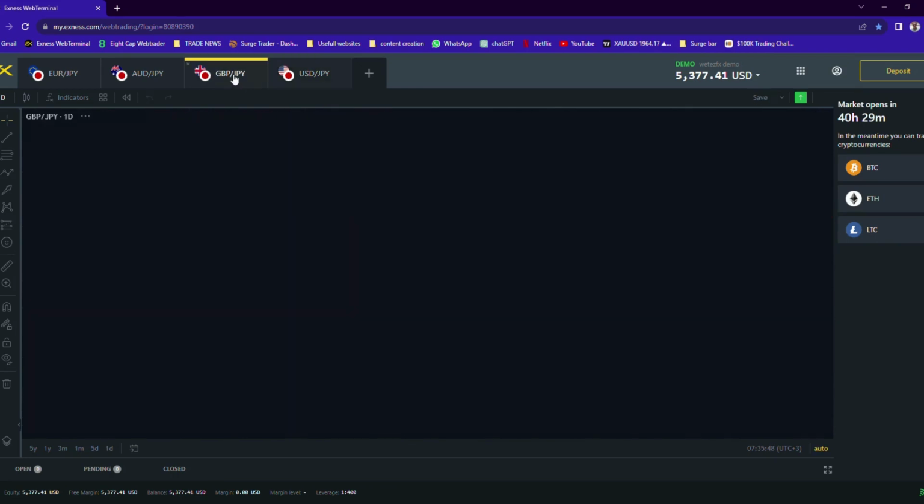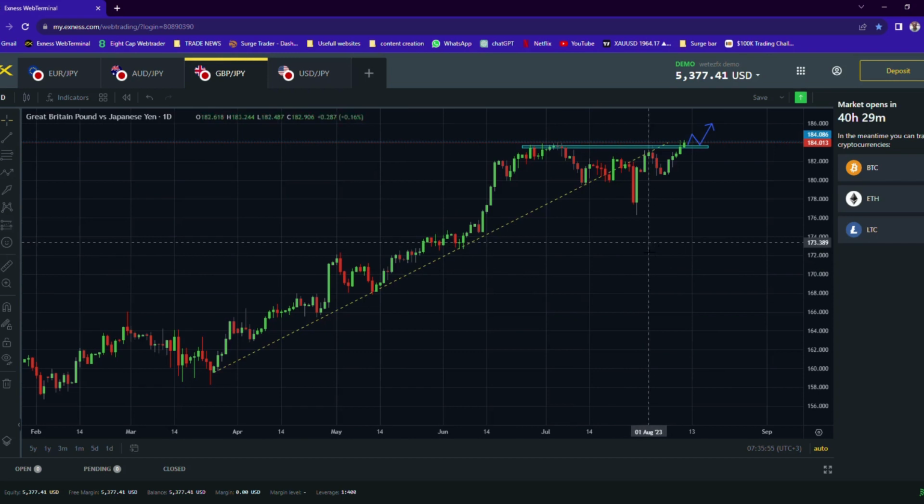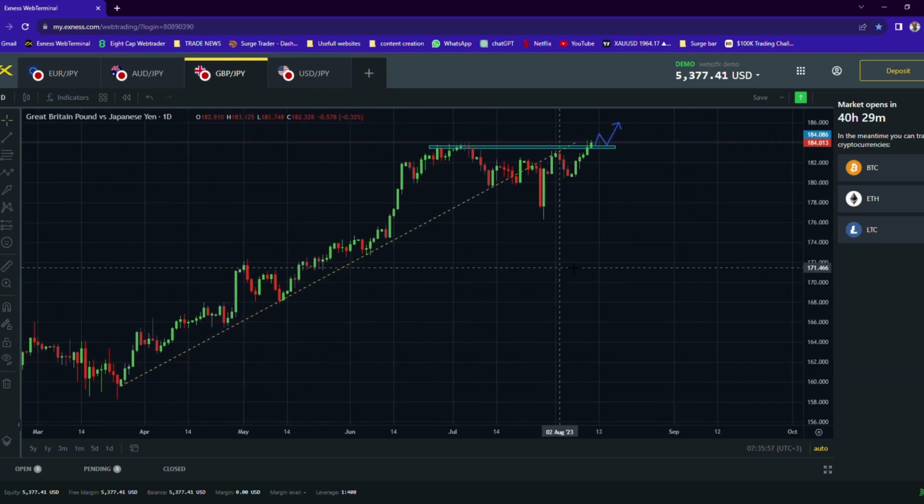So let's look at GBP JPY. As you can see, this is a 1 day time frame. There is no need to jump into the smaller time frames as of now, because as you can see, the entire week for GBP was looking up, so it was a bullish move to the upward side.